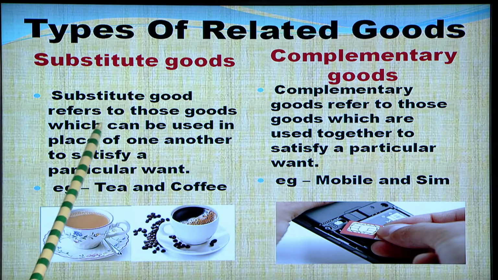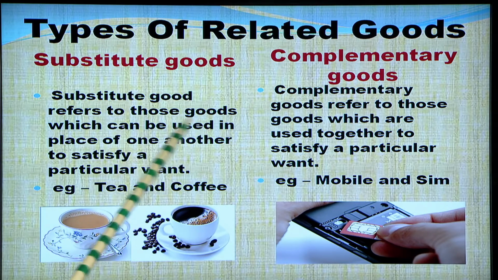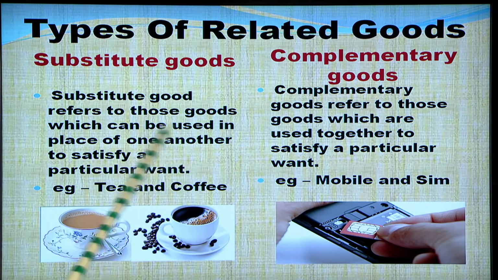Substitute goods refers to those goods which can be used in place of one another to satisfy a particular want. As shown here, it is tea and coffee. Can you name a few more? Yes, substitute goods can be car and scooter, it can be refill pen and a ball pen, and so on. So these are substitute goods that can be substituted in place of each other to satisfy the same want.